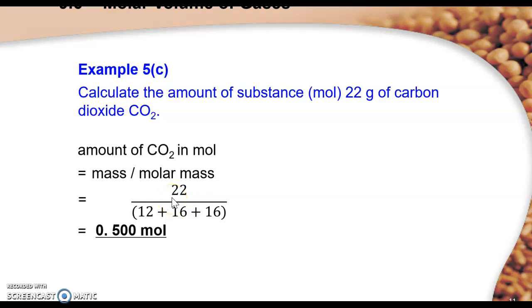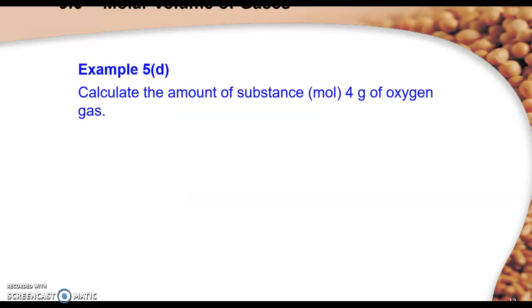If you are comfortable, from this point onwards you can go ahead and try example 5D on page 79 on your own, instead of me revealing and going through the answer. So let's take a look at 5D. Calculate the amount of substance in 4 grams of oxygen gas. Do take note that for oxygen gas, you should know the formula by now. If you have memorized covalent substances, it should be O2. You can choose to pause first and complete the question before I go through the example.